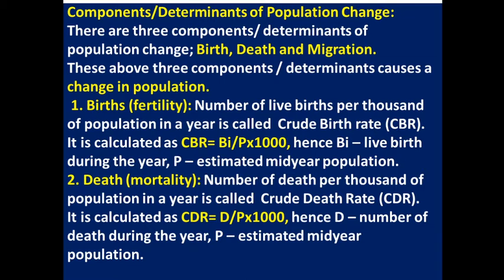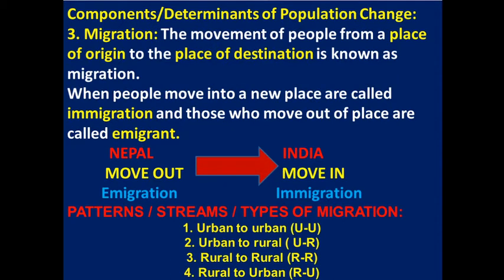So these are the three main components or determinants which lead to change in population of a particular region or country. The third component is migration. Migration is one of the most important components of population change. First we need to know the meaning of migration. Migration means movement of people from point A to point B, from one country to another, from a place of origin to a place of destination.